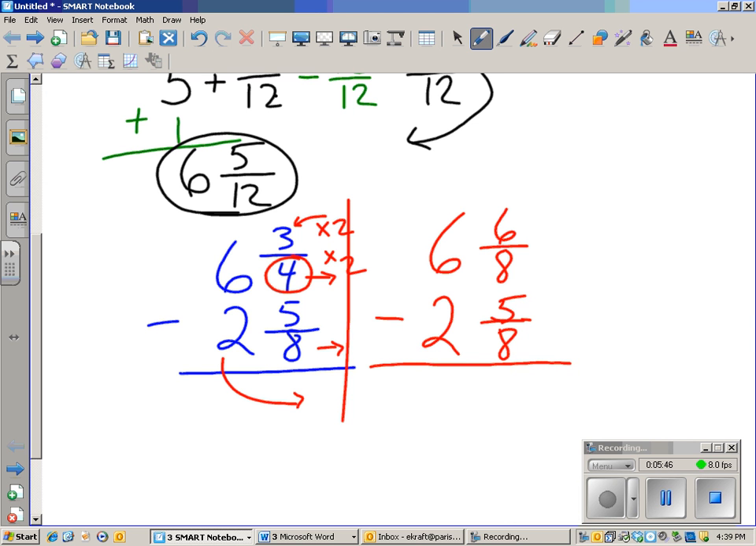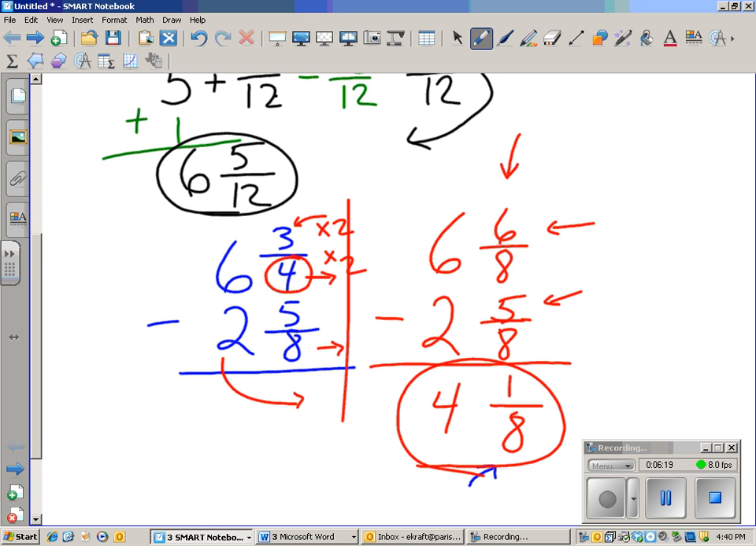So now I'm going to start again on the right-hand side of the problem, which is what we do on all add and subtract problems. We're used to that. 6 minus 5 on the numerators. I'm subtracting just my numerators. 6 minus 5 is 1. Of course, my denominator gets to stay the same since they're both 8s. And then 6 minus 2 is 4. My fraction here is fully reduced. The greatest common factor between 1 and 8 is 1. I can't reduce it any further. 4 and 1/8 is my final answer.